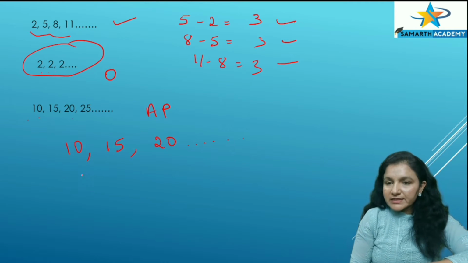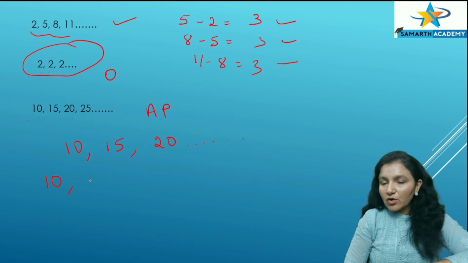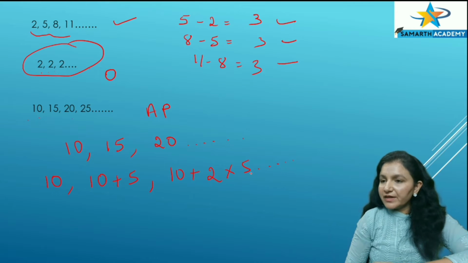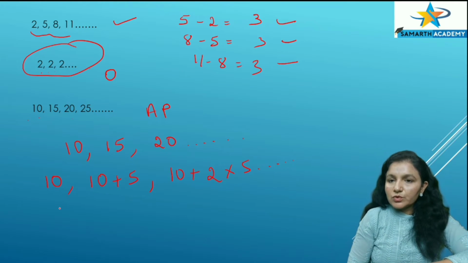Or we can also say, if we know the first term, we continuously add the common difference. That is, for the second term, we are adding it 1 time. For the third term, we are adding it 2 times. For the fourth term, we are adding it 3 times and so on. So what are the numbers obtained? 10, 15, 20 and so on.